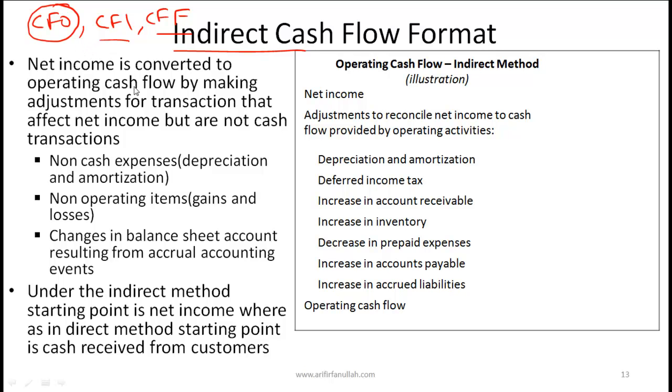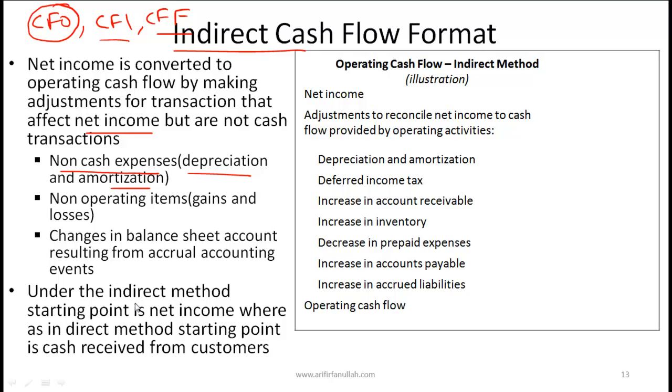And the steps are as follows. Net income is converted to operating cash flow by making adjustments for transactions that affect net income but are not cash transactions. This would include any non-cash expenses such as depreciation and amortization, any non-operating items such as gains and losses, and any changes in balance sheet accounts resulting from accrual accounting. So I'm going to show you an example of this.